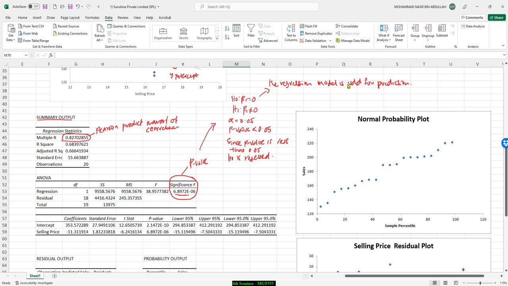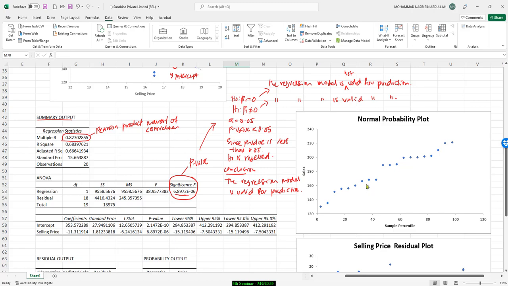It is basically not valid for prediction. For regression, beta H1, the regression model is valid for prediction. So since the p-value is less than 0.05, we reject the null hypothesis. Conclusion: the regression model is valid for prediction. Right? Boleh? This is the first part.